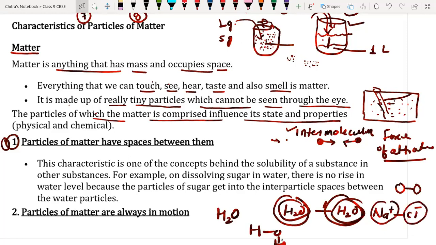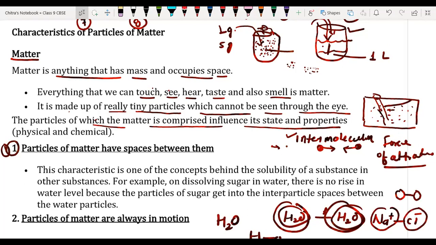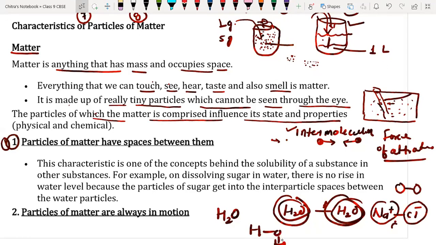So they are oppositely charged particles, hence they attract each other. Opposite charged particles attract each other by a force. That force is called the electrostatic force of attraction. They are highly negatively and positively charged, so they are very closely bonded with each other, but still they have space between them. We are discussing that here.